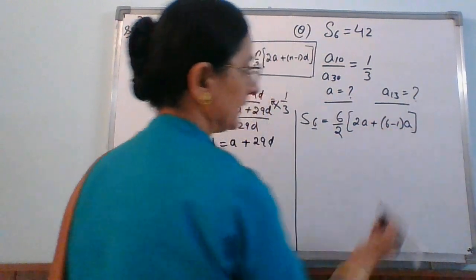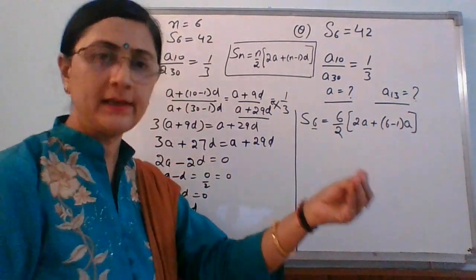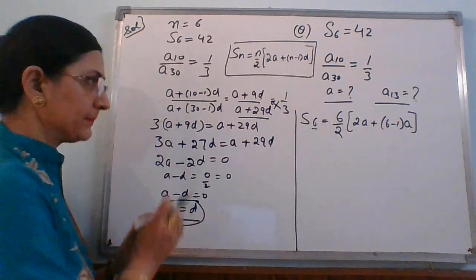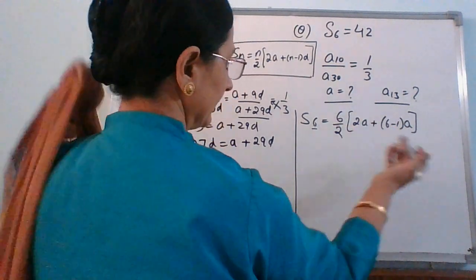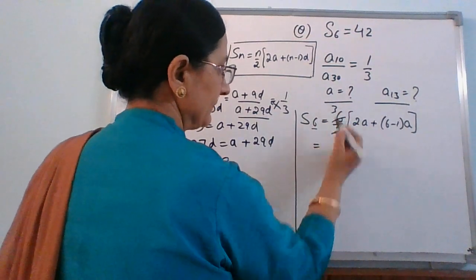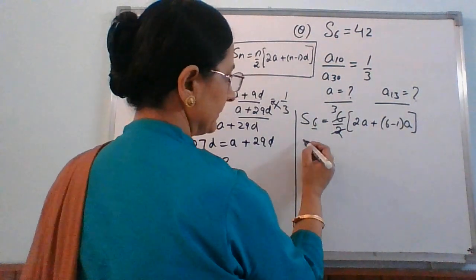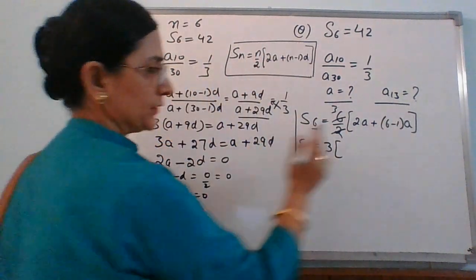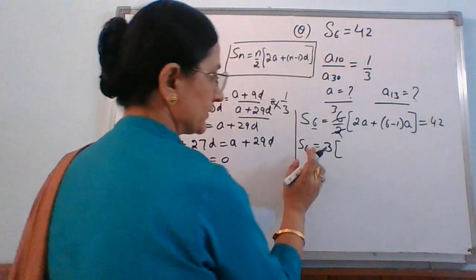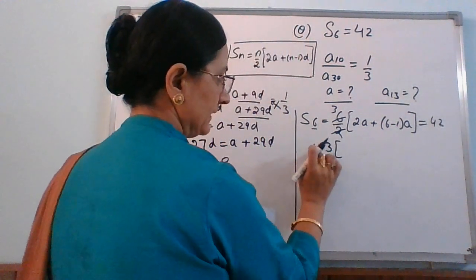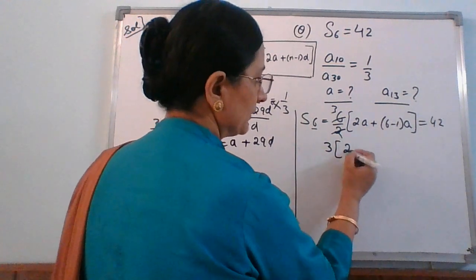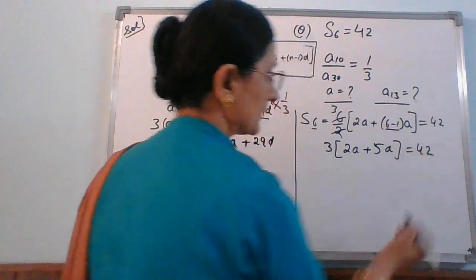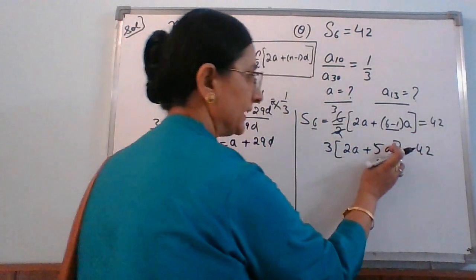In place of d I am substituting a. Why? Because a and d have the same value, both are equal. So you can either put a in place of d or d in place of a. So 2 cancels with 6, giving 3. So here it becomes S6 is 3. Now the answer is given as 42, so let us equate to 42. So now there is no need of this here. We have 42 on the right side. So here will be 2a plus 6 minus 1 is 5, a, not d, it's a because a and d are the same. So in place of d, I've written a.